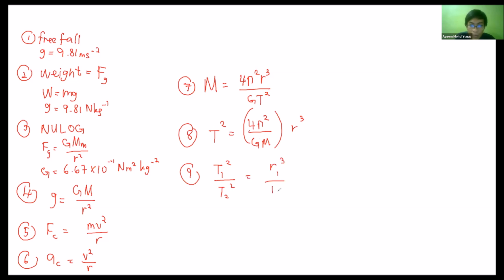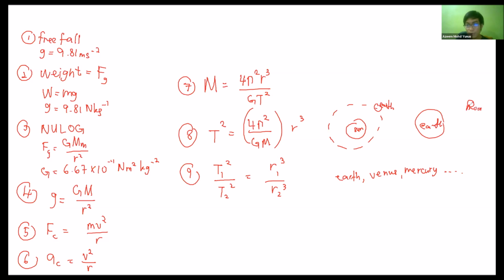T1 squared over T2 squared equals R1 cubed over R2 cubed. This is used if something orbits around something, for example the sun and the Earth, where we want to calculate the orbital period. The ratio is between Earth and other planets such as Venus, Mercury, etc., so comparing the orbital periods between two planets or two satellites. The other one is between planets and sun, or a satellite and planet, like Earth and moon. So you have to use the correct formula.